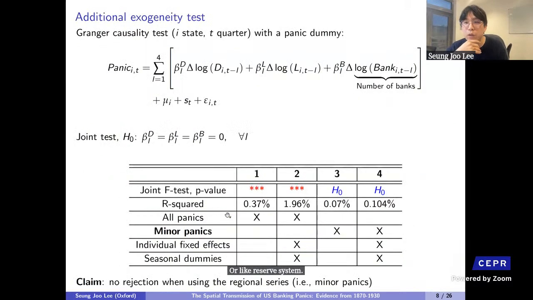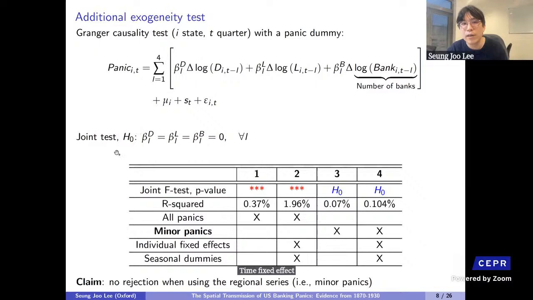But we wanted to test a little bit more precisely about this exogeneity. So we do an additional granular causality test where i is state and t is quarter. We have a panic series, a panic dummy at state i, quarter t. And then we wanted to see whether the past behaviors of deposit growth, loan growth, and number of banks growth could have explained whether the panic actually happens in a given quarter. And there is a state fixed effect and a time fixed effect.